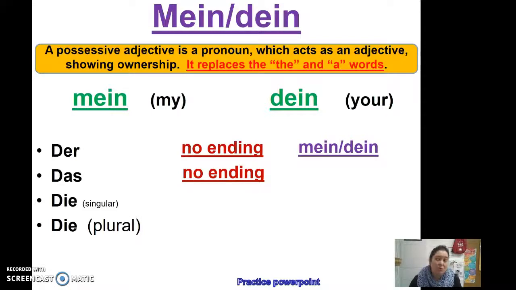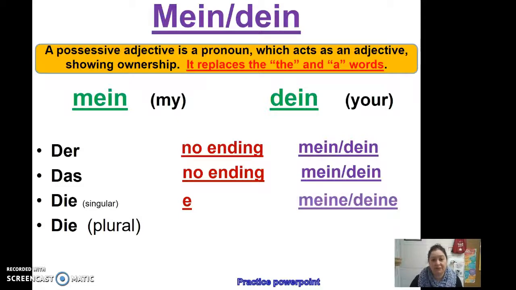How about a die word such as Schultasche? There is an E ending. Here is when you start to see the E ending, and you would say meine Schultasche for my school bag or deine Schultasche for your school bag. How about if it's plural, and all plurals are die? Yes, there will be an E ending. So again, you'll say meine, like meine Hefte. So it was mein Heft, my notebook, but meine Hefte, my notebooks, or deine Hefte. So that's the basic grammar information that hopefully you have by now.